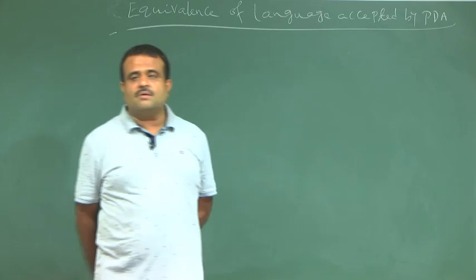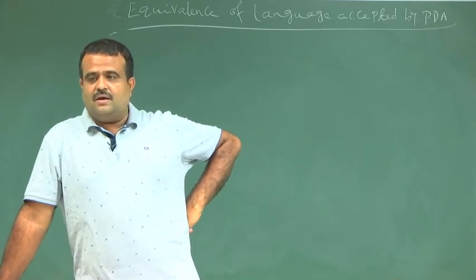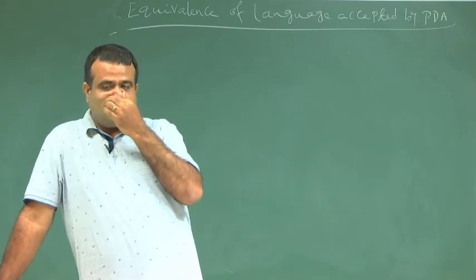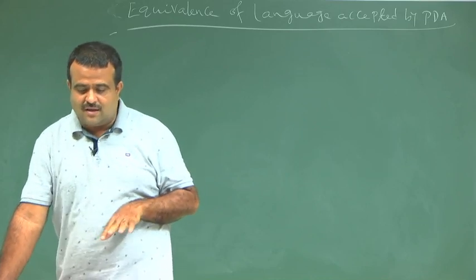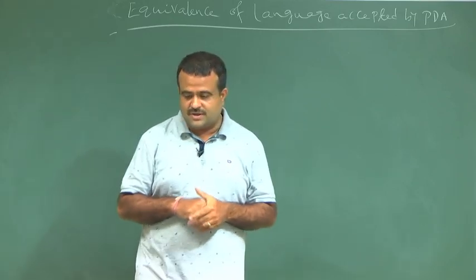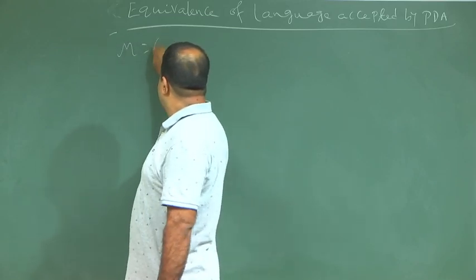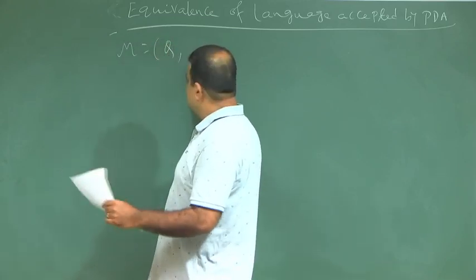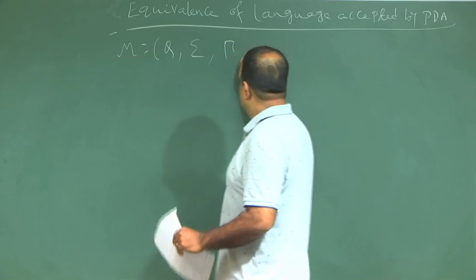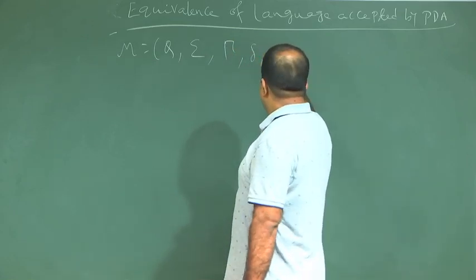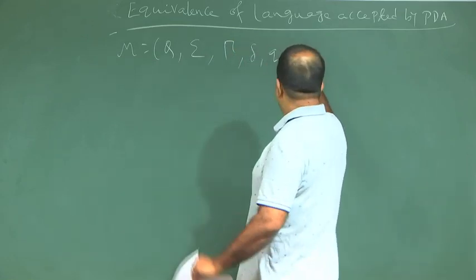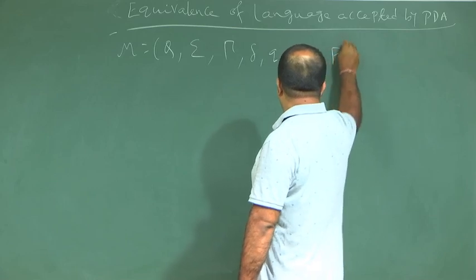Okay, so we are talking about the equivalence between the language accepted by final state and the language accepted by empty stack. Just to recap, given a PDA, we have this tuple: Q, Sigma, delta, q0, Z0, F.